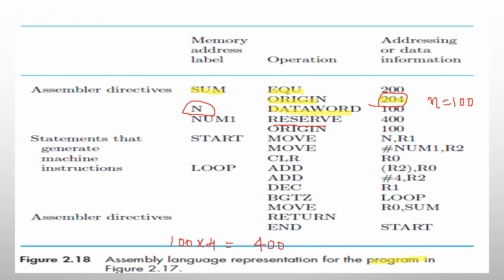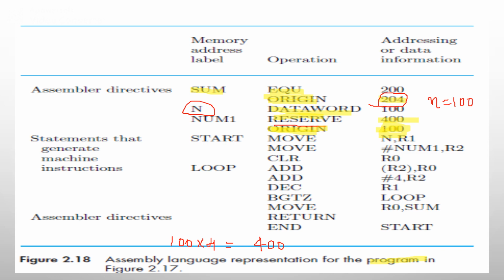So here we used a reserve directive to reserve around 400 memory locations. Similarly, here we have one more origin, the second origin, with the value of 100. The second origin directive specifies that the instructions of the object program are to be loaded in memory, and the starting address is 100, from which we can load the program.